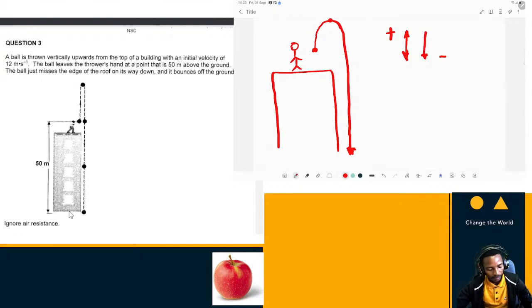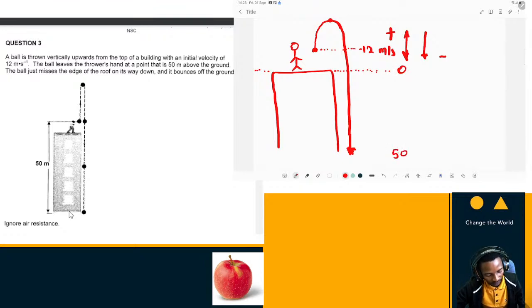All right. So when the ball is on its way down, when it reaches the point where it was thrown, it will have a velocity of 12 meters per second, but this time it will be negative because the ball is moving in the opposite direction. So we're going to treat the point where the ball was thrown, or where the thrower is standing, as our reference point or as our ground. So this will be our 0.